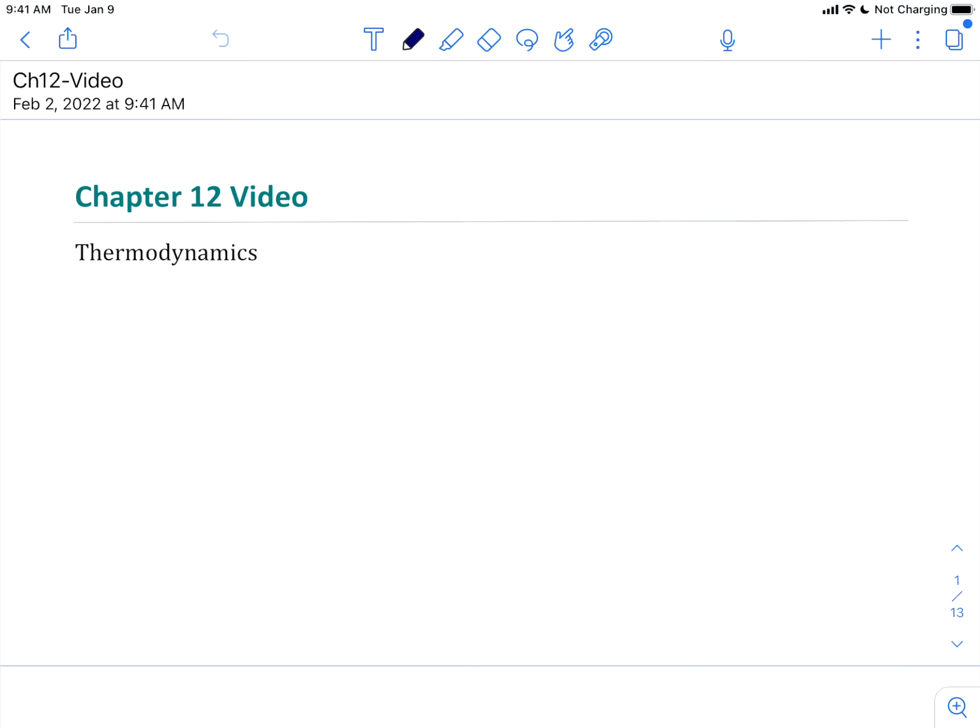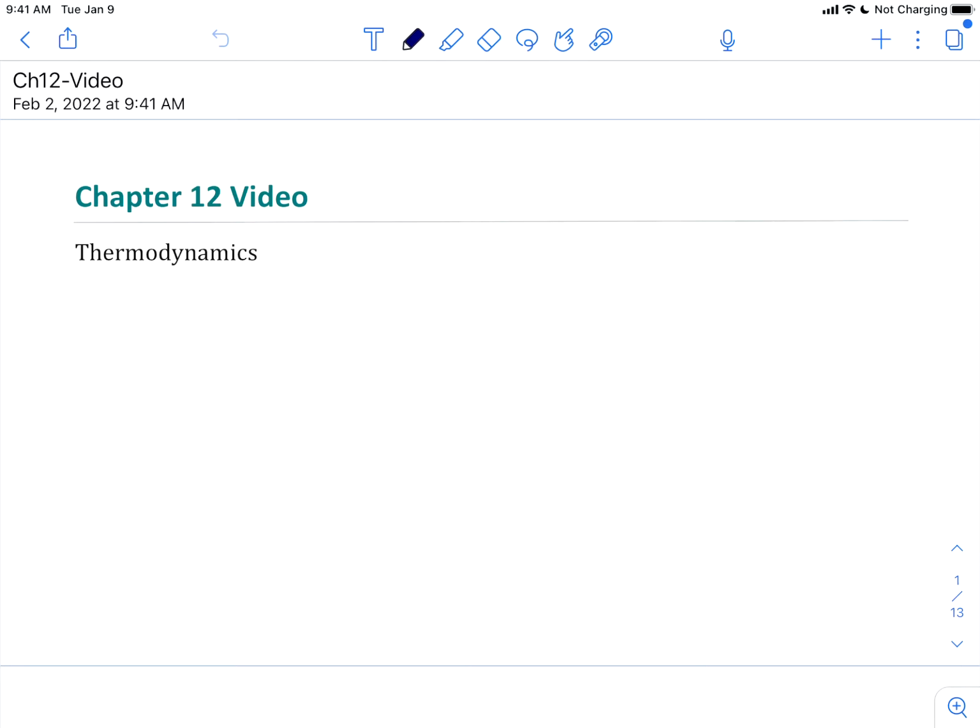This chapter is thermodynamics. We've introduced thermodynamics before in the first semester of general chemistry, and there's some things you'll need to review. The subtitle of this chapter is Why Chemical Reactions Happen, and that's what's really powerful and important about this chapter. We're going to be able to understand why certain chemical reactions happen and others do not.